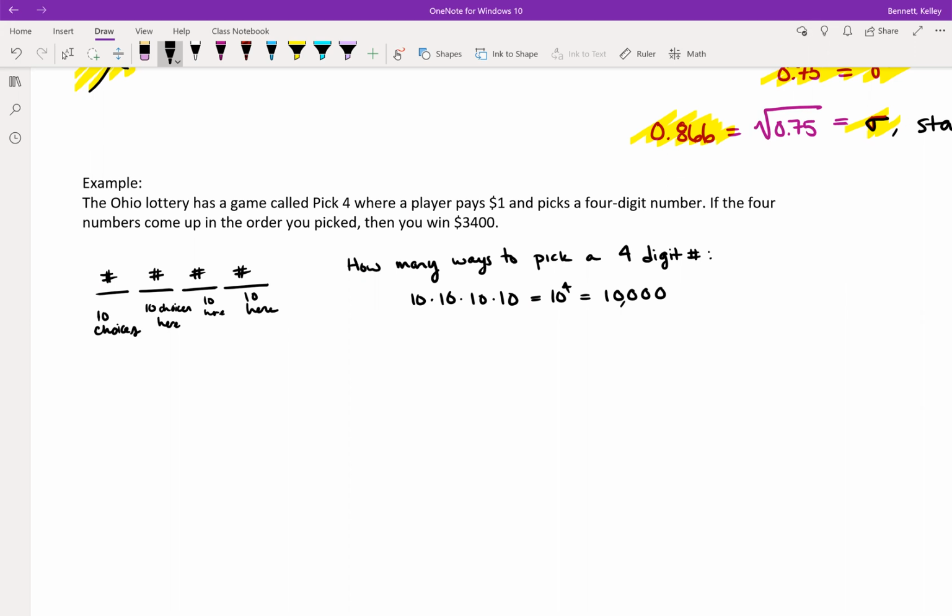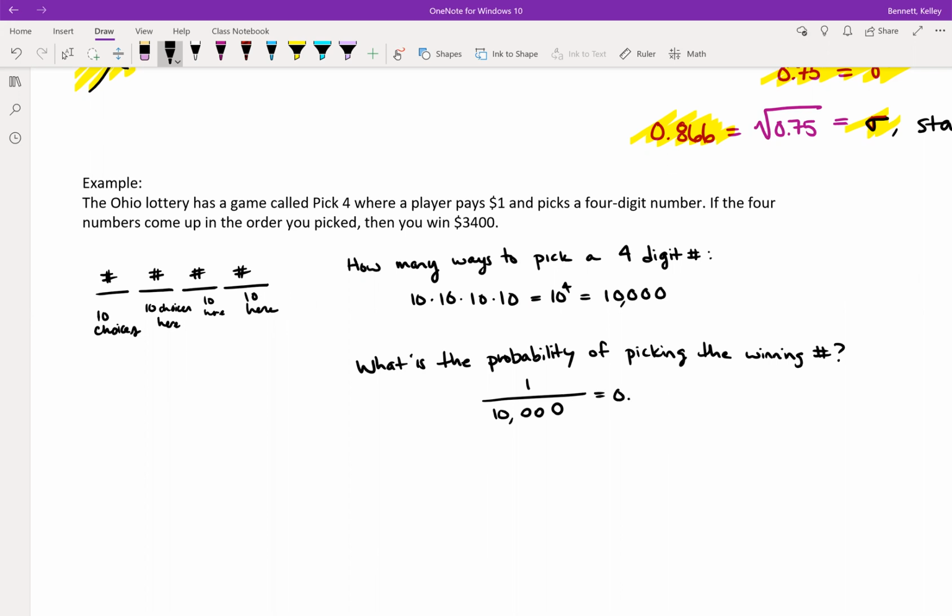So now let's say the probability that you win. What is the probability of picking the winning number? There's one winning number and you have 10,000 ways that you could pick that number, right? So the probability of winning is 0.0001. If you pick the right number, then you win. So the probability of winning equals 0.0001.